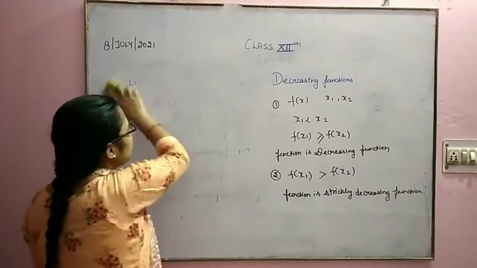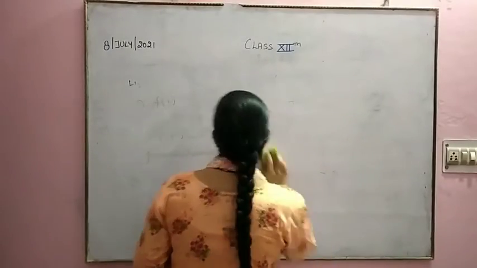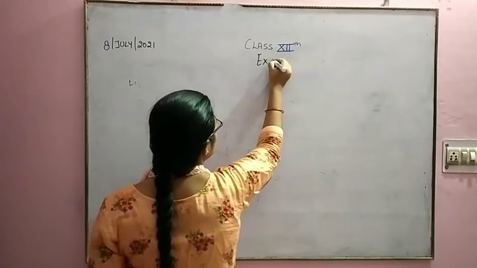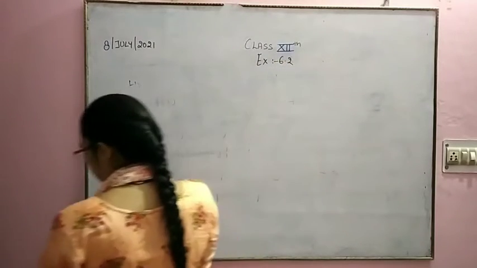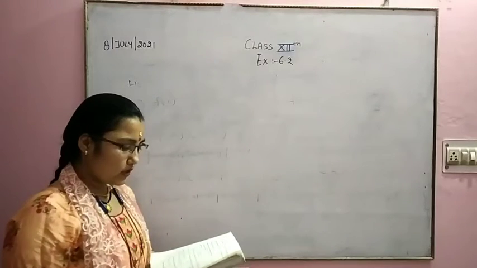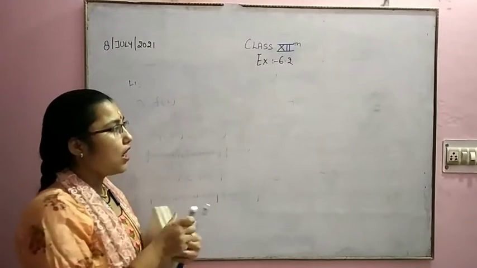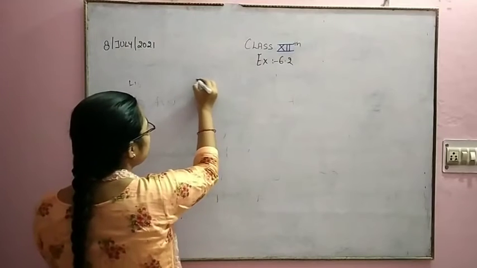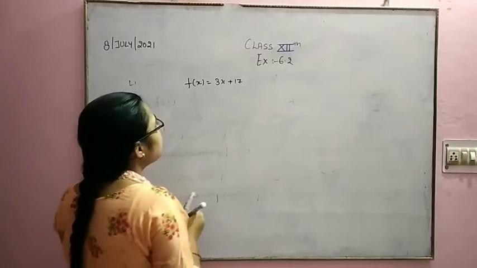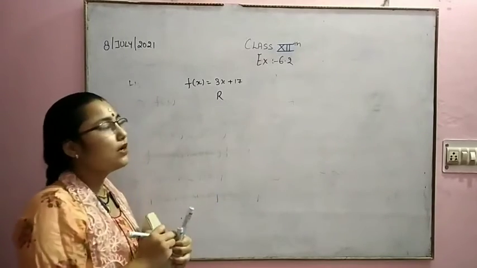So let's start the NCERT exercise 6.2. Open your NCERT book and read question number first. The function given by f(x) = 3x + 17 is strictly increasing on R. The function 3x + 17 is given to you, and the limit is given as R, that means real numbers.